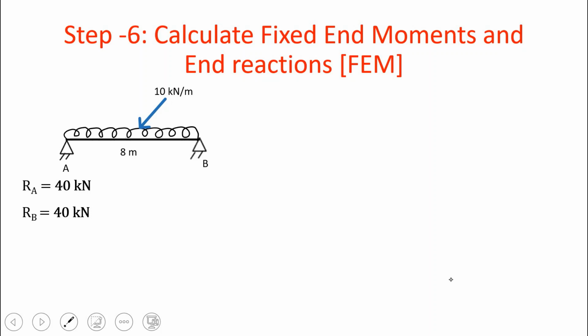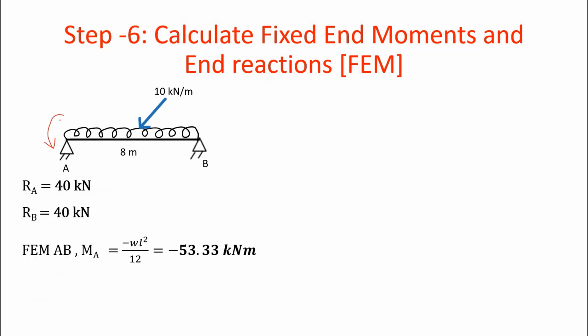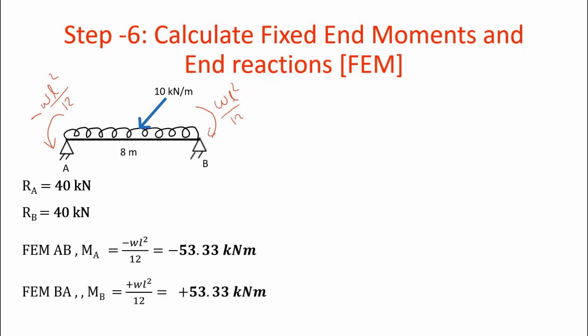And fixed end moment due to UDL minus WL square by 12, which is coming around minus 53.33. Here, at this point, we will have minus WL square by 12. And here, we will have plus WL square by 12. So, FEM BA is plus WL square by 12, which is 53.33 kilonewton meter. So, I am just aggregating and keep it in a matrix named FEM.